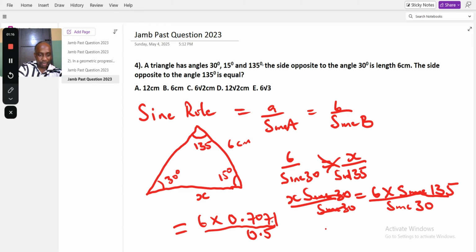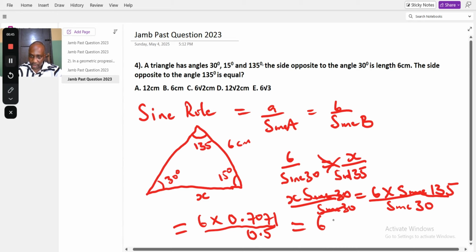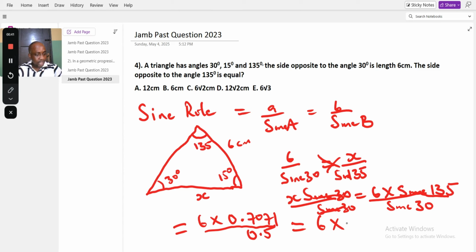0.7071 divided by 0.5 gives us 1.4142. Then 6 multiplied by it. It means that 0.7071 divided by 0.5 gives me 1.41.